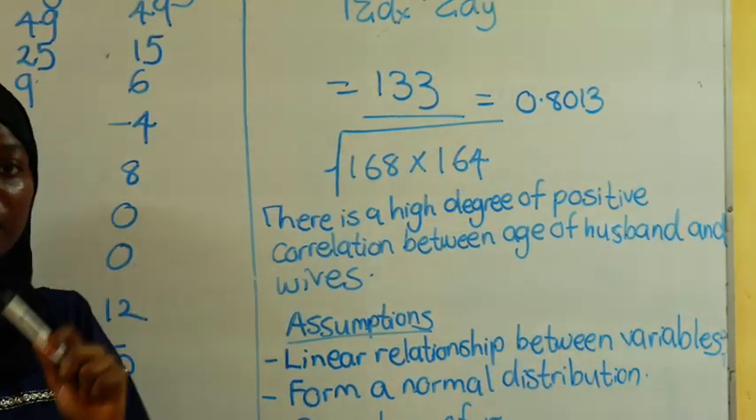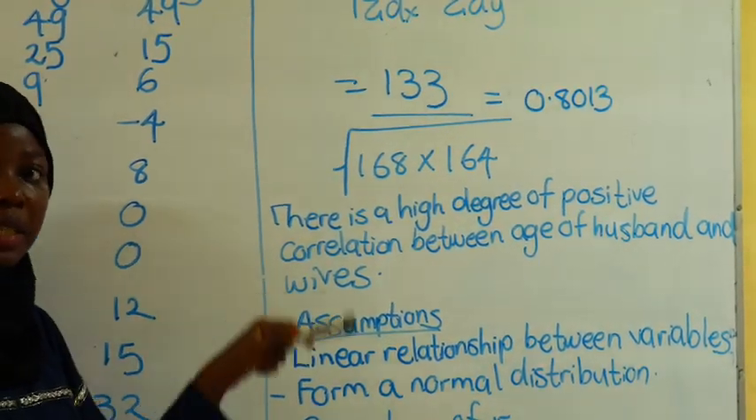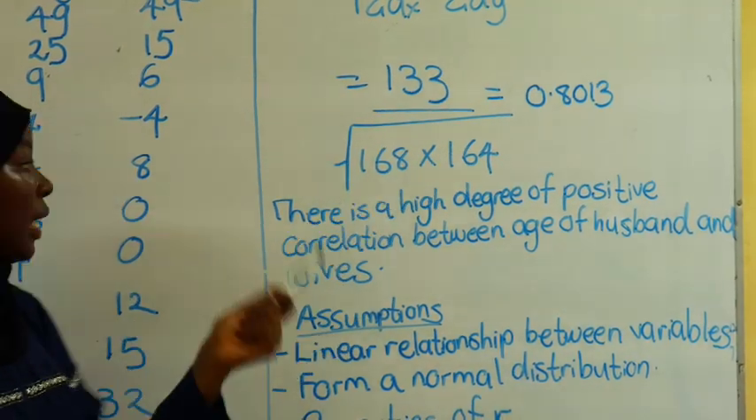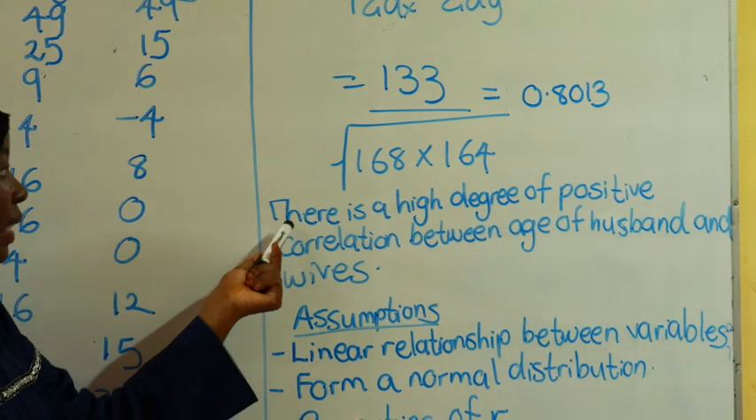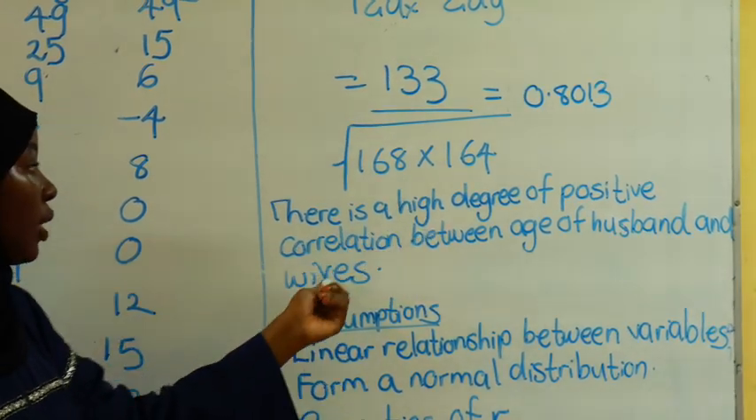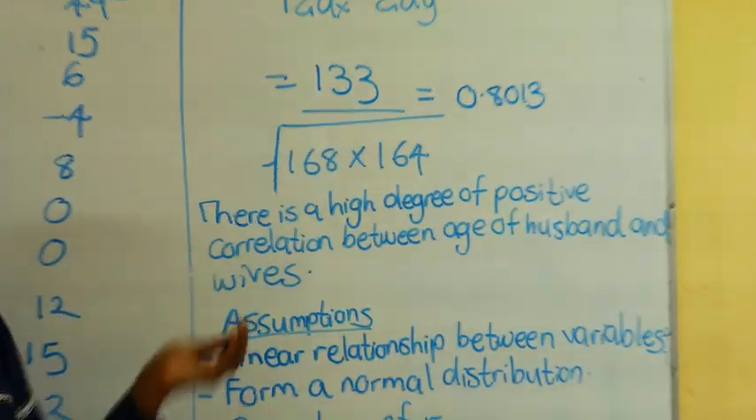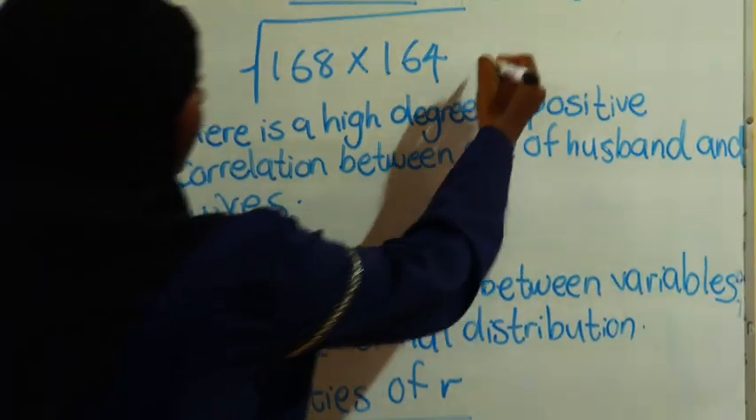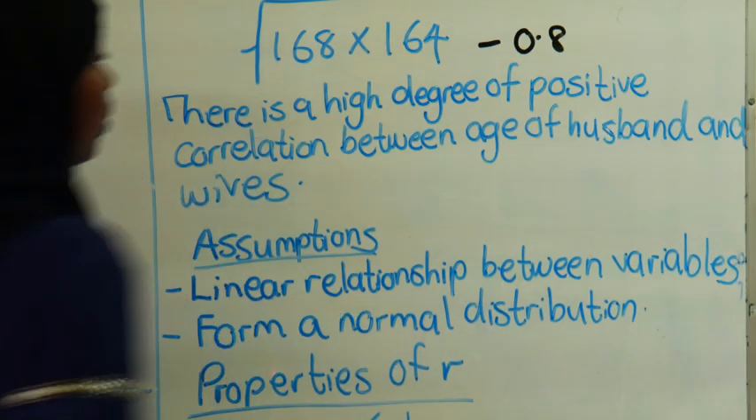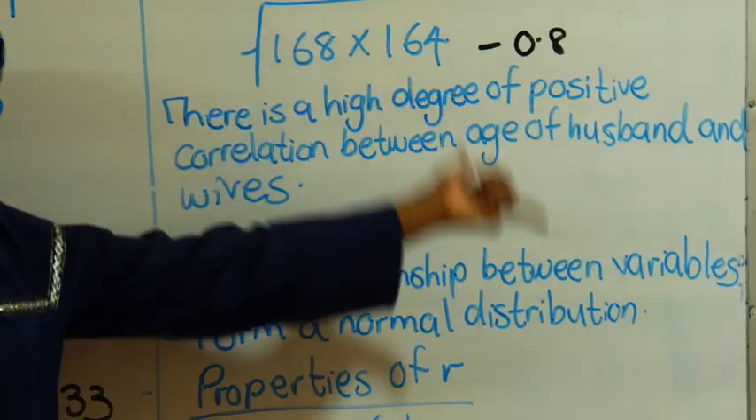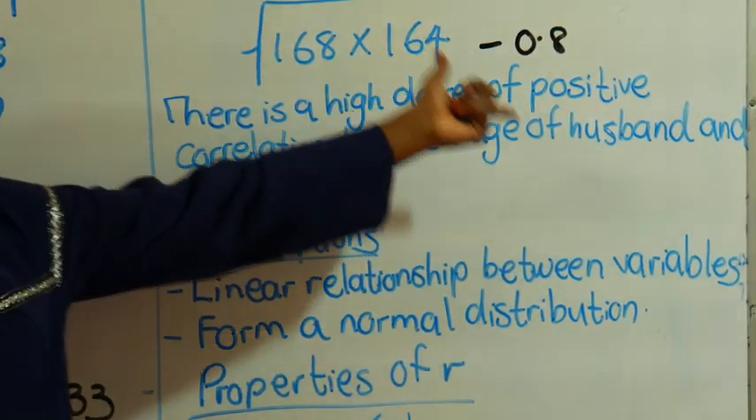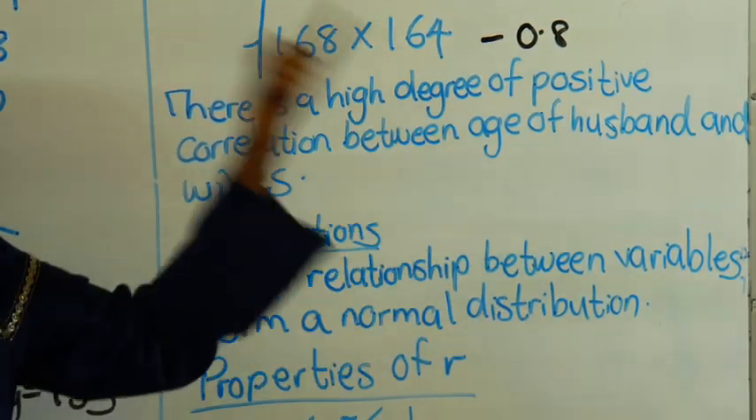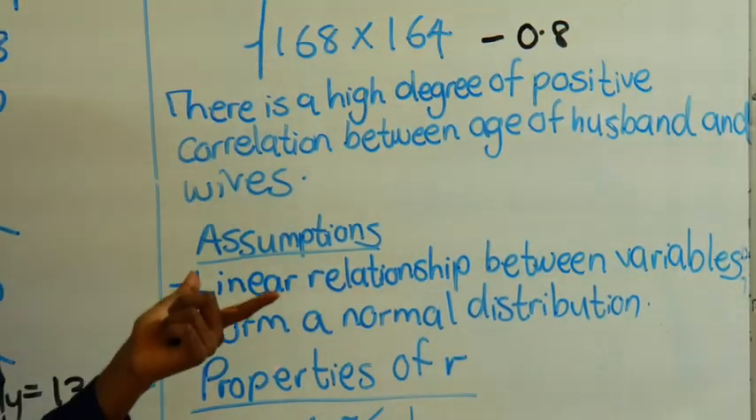When you look at that value, you always have to comment. When you're calculating correlation, when you do the working, you get an answer, you have to make a comment. So for this case, 0.8, you comment by saying there's a high degree of positive correlation between age of husband and wife. If you had gotten negative 0.8, you will say there's a high degree of negative correlation, because you're getting a negative answer. If you get a positive answer, it is positive correlation. If you get a negative answer, it is negative correlation.